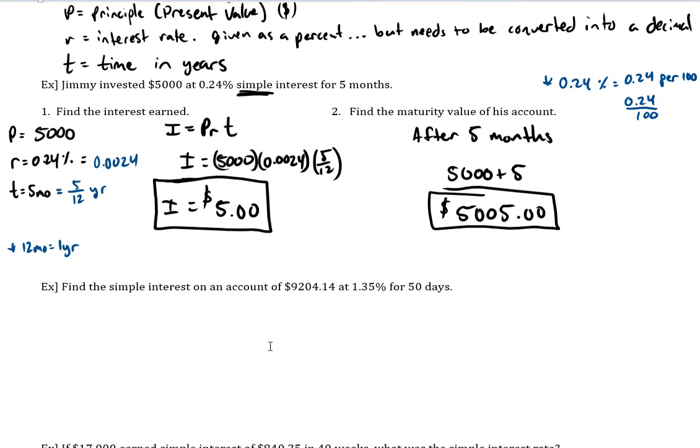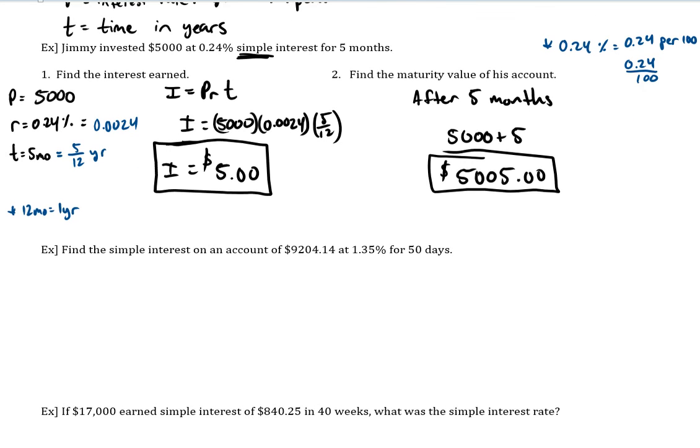So find the simple interest on an account of this random number at 1.35% for 50 days. It's kind of similar. We just want to make sure we're converting things correctly. So find the simple interest. Again, I'm going to put that in the middle. That is our formula. On an account of, that would be our principal or the present value, $9,204.14. The rate is, well, I was about to convert it. Let me put the percent first and then we'll convert it.